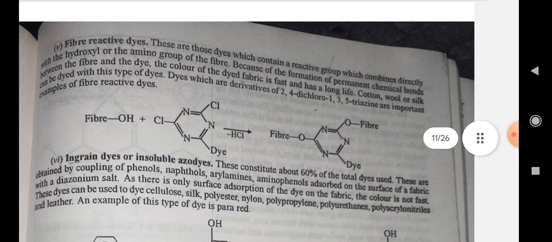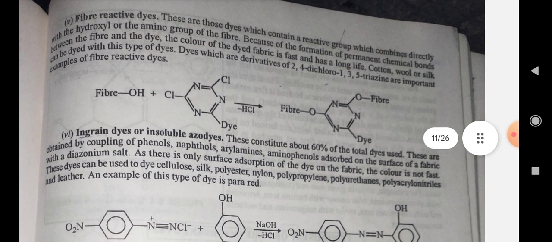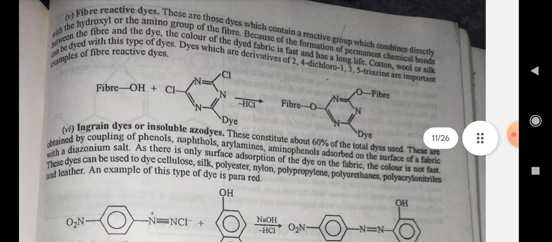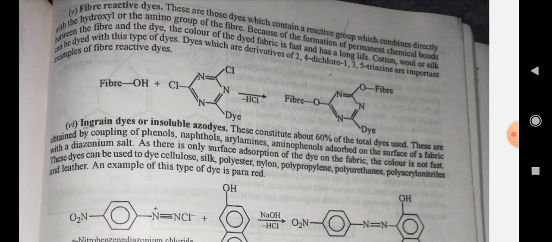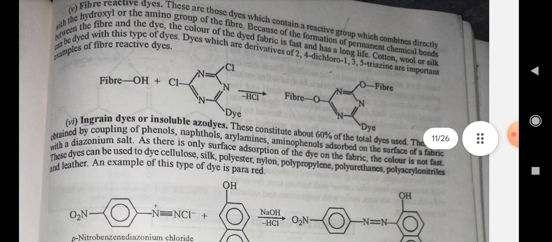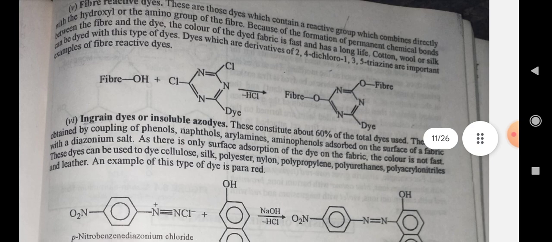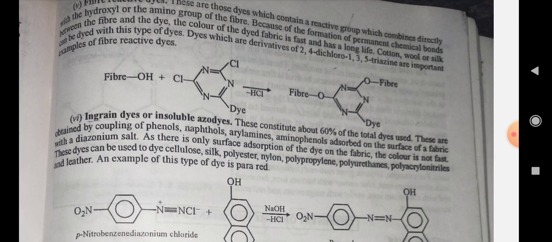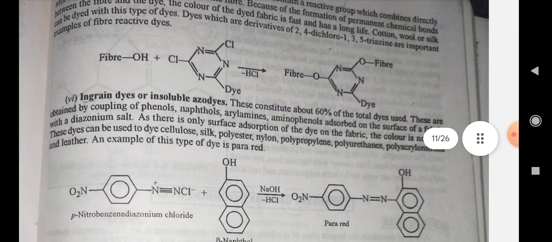Fiber reactive dyes. These are those dyes which contain a reactive group which combines directly with the hydroxyl or amino groups of the fiber because of the formation of permanent chemical bonds between the fiber and the dye. The color of the dyed fabric is fast and has a long life. Cotton, wool, and silk can be dyed with this type of dyes. Derivatives of 2,4-dichloro-1,3,5-triazine are important examples of fiber reactive dyes.